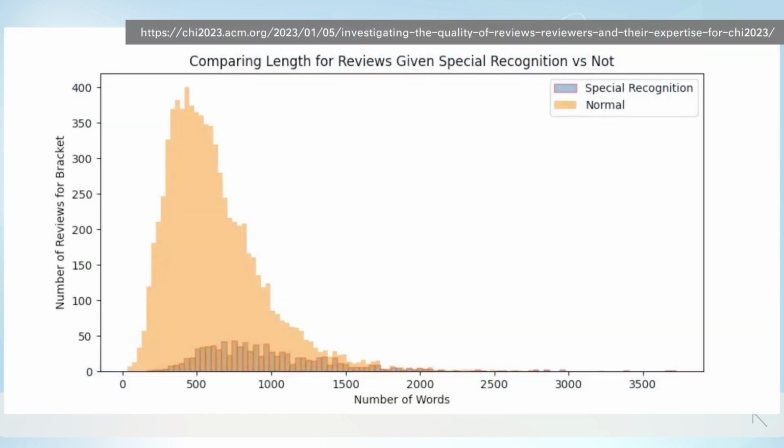On this graph, I'm analyzing data from one conference in 2023, the HCI conference. We looked at which reviews got a mark of special recognition for being good quality reviews, and how long they were. Then we looked at how long all the other reviews were. You can see the little dark bump at the bottom is all the ones that got a special recognition. And the big peak, off to the left at only about 300 words, is all the other reviews.